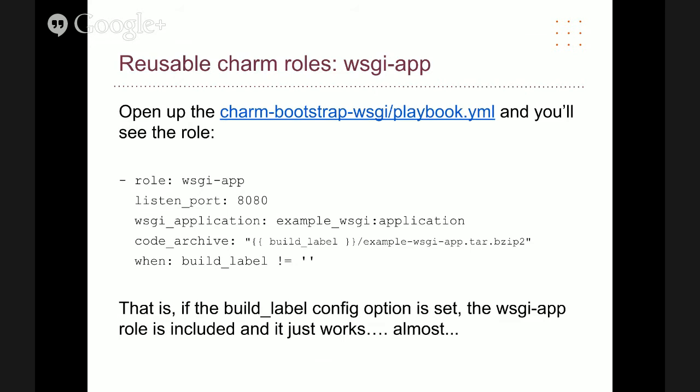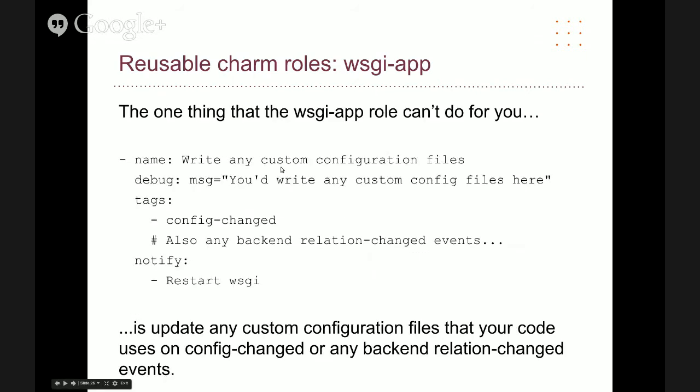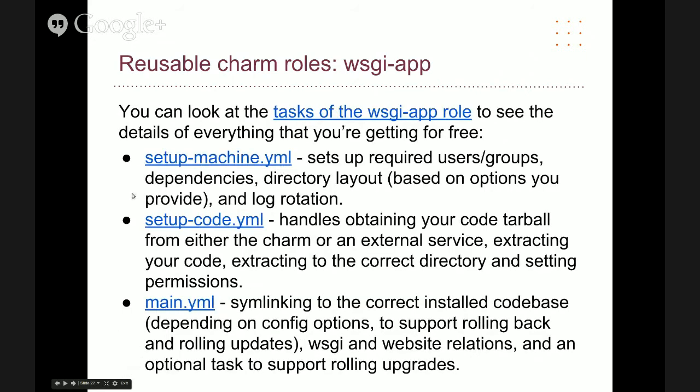So just taking a quick look at that WSGI app role on slide 27. Again, you can look locally under roles/wsgi-app/tasks and you'll see these files there, or you can click on the links to see them on GitHub. But basically, it's doing three things. There's setupmachine.yaml, which just sets up the required users, the dependencies, the directory layout, based on options that you provide, as well as log rotation.